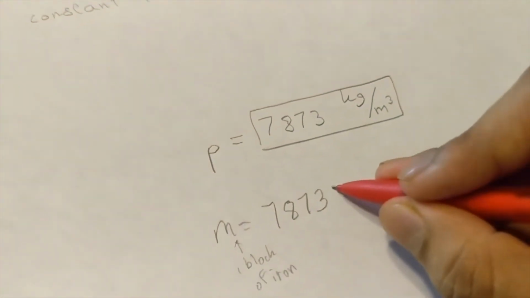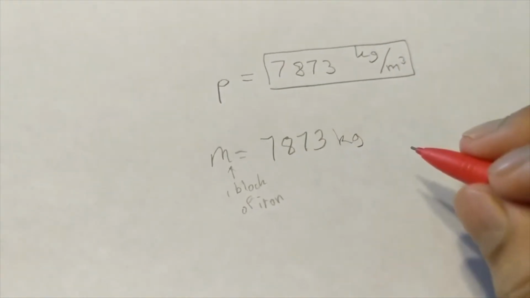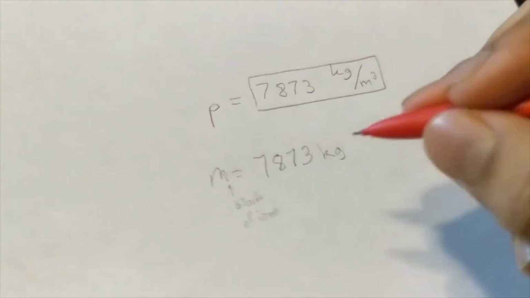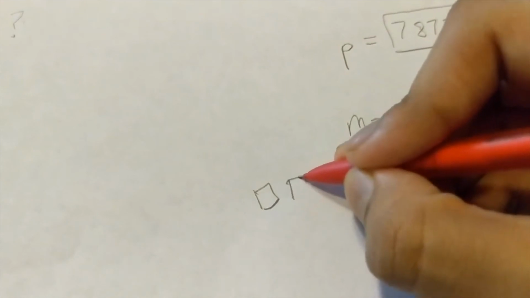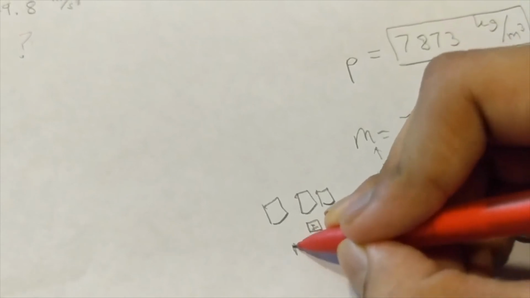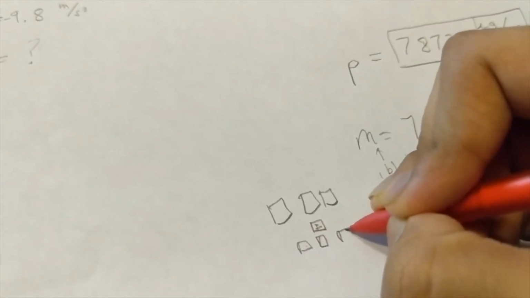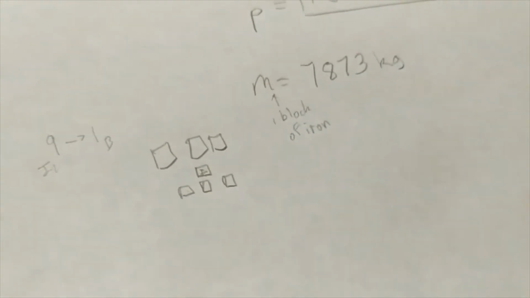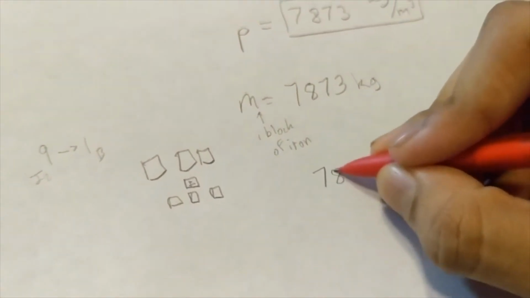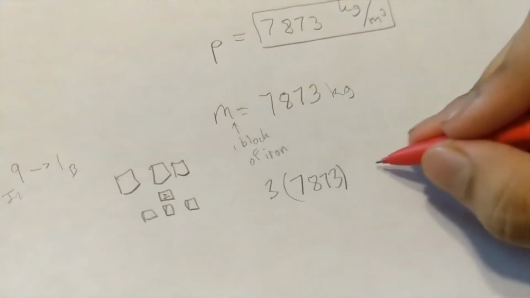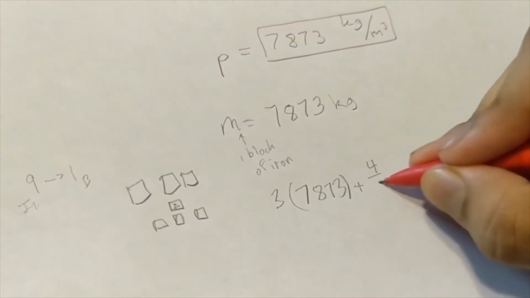Oh god, sticky. It's really hot out today. Besides that, we're going to have 3 of these blocks, because if you remember the anvil crafting recipe, it is 3 blocks of iron and 4 ingots. And if you remember, 9 ingots make 1 block. So we need to do 7,873, the mass of 1 iron block. We have 3 of these iron blocks. We're going to add this to 4/9.